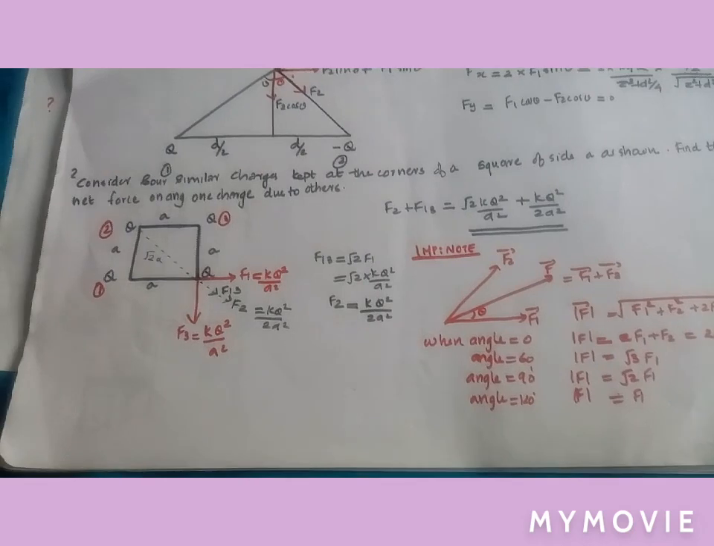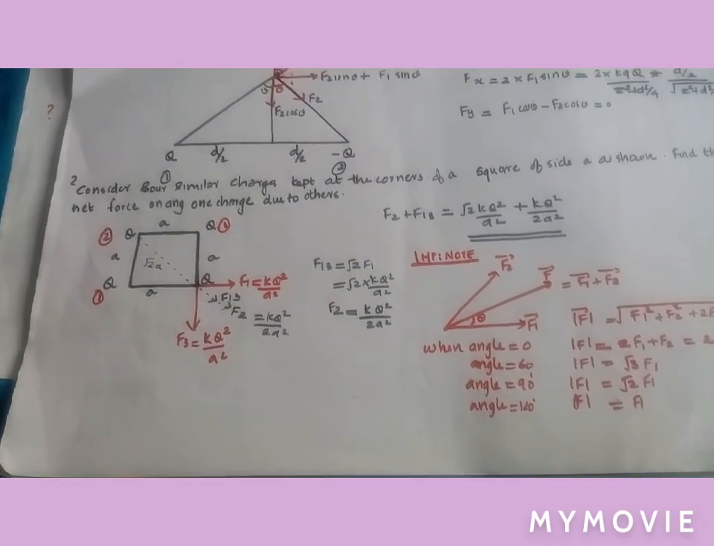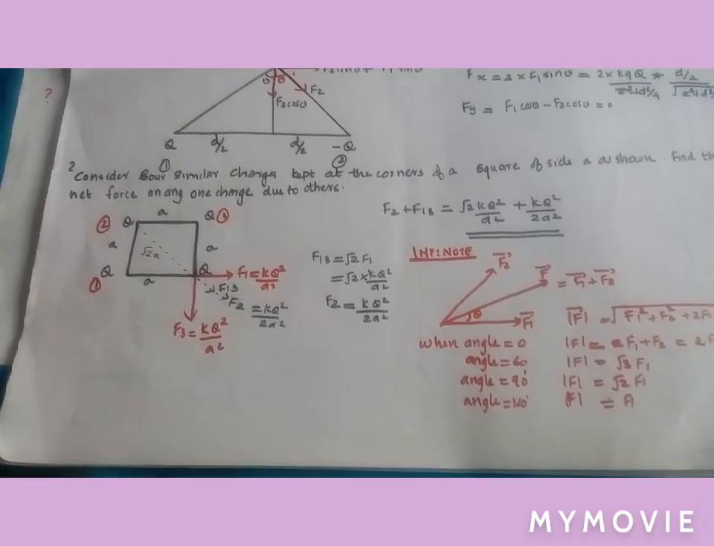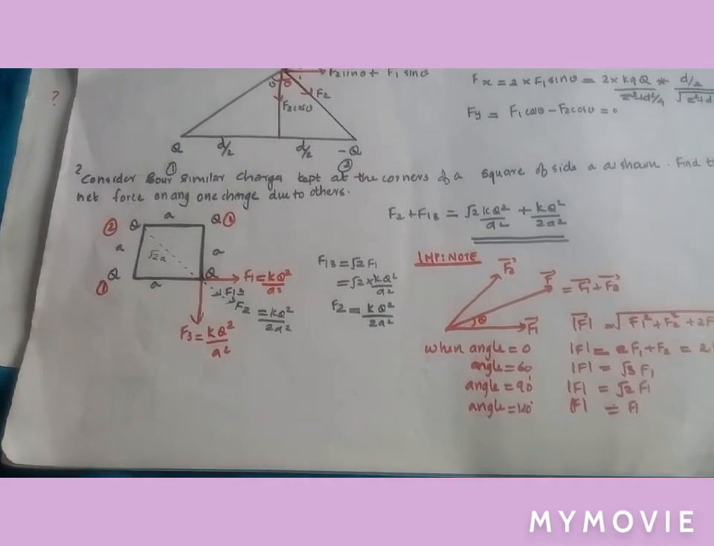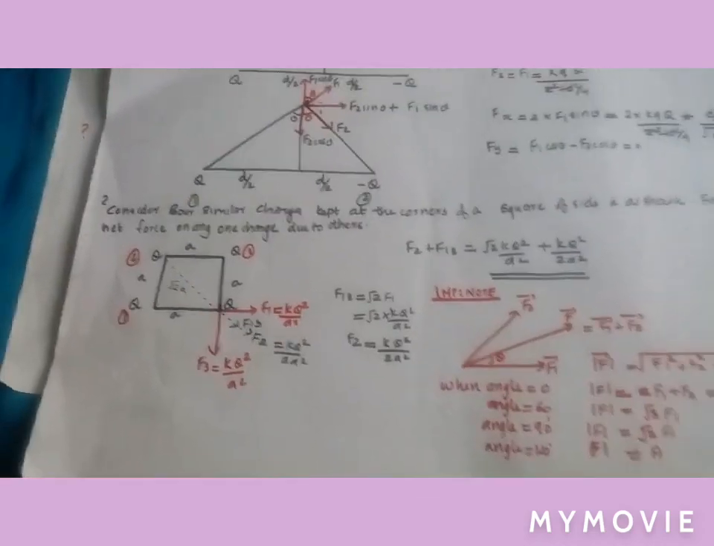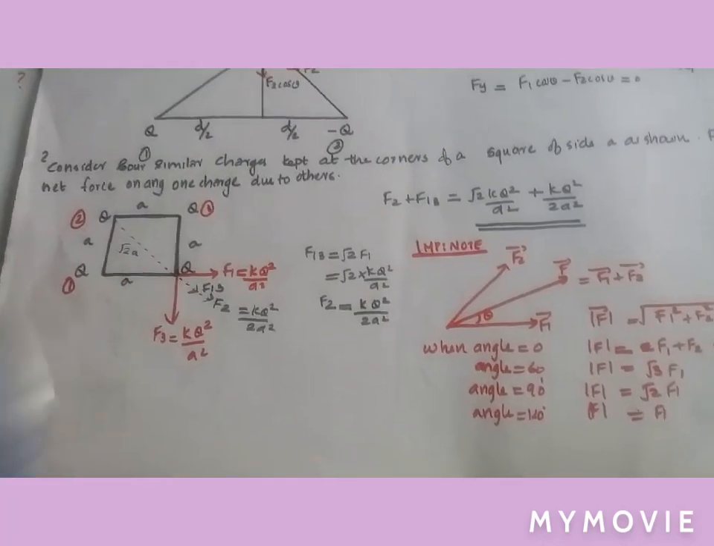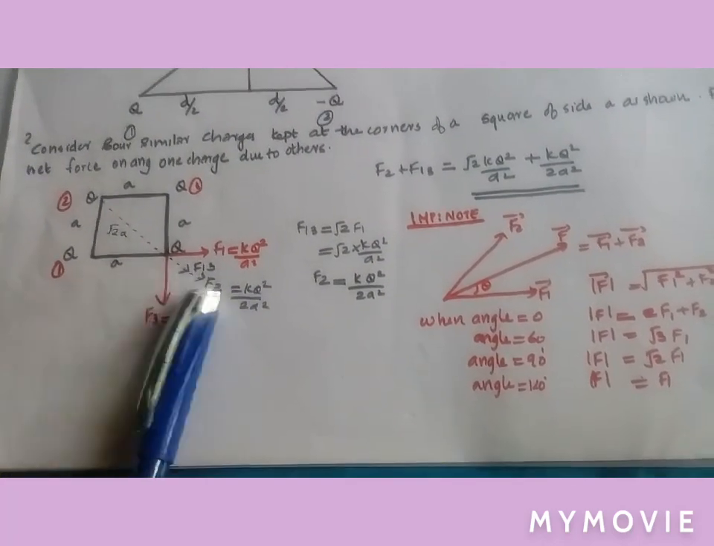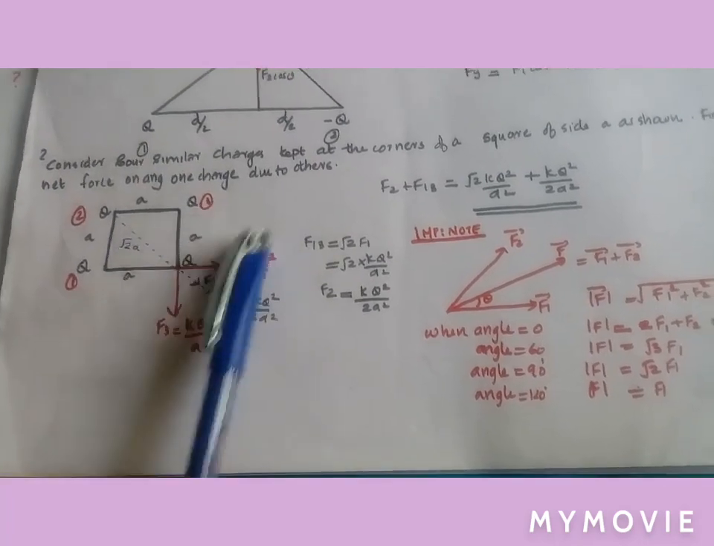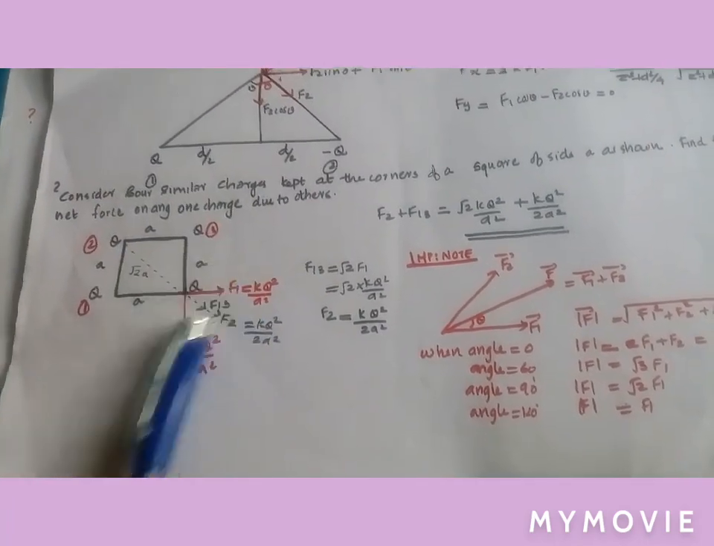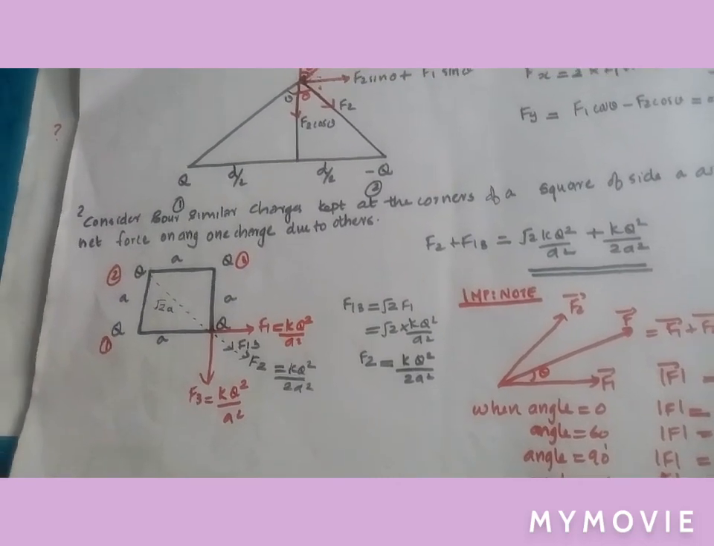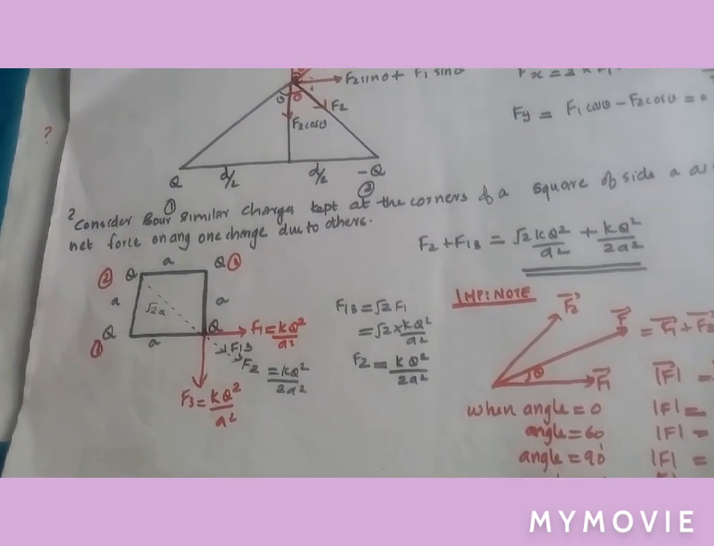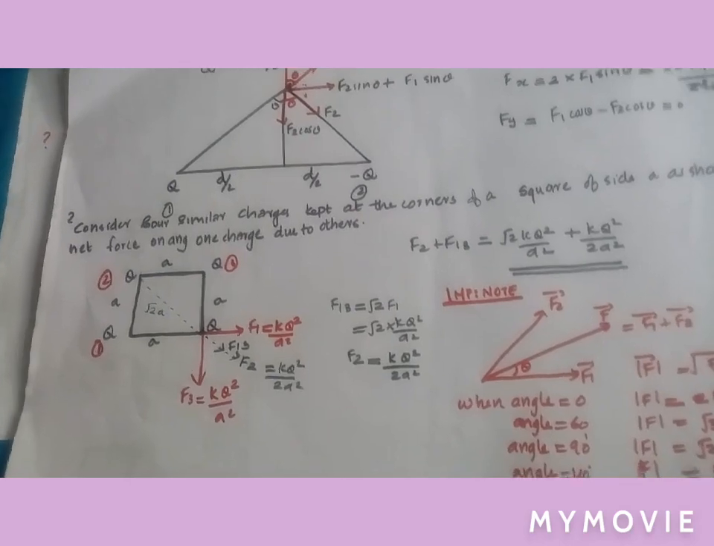Next problem: consider four similar charges kept at the corners of a square of side a as shown. Find the net force on any one charge due to the others. We know that the question is about a square. Square means there is a side a, and similar charges, capital Q, are placed. Here we can number the charges except the one we are considering.